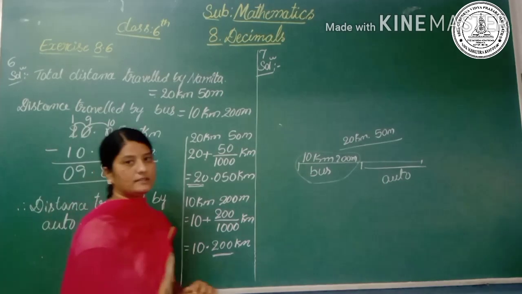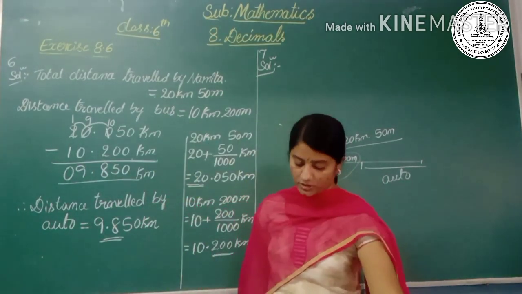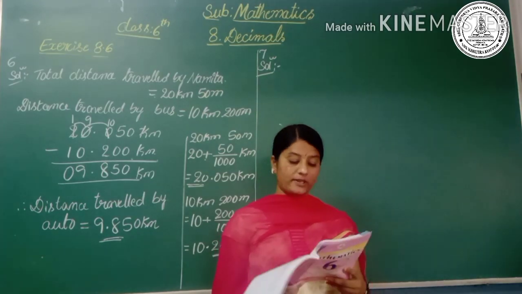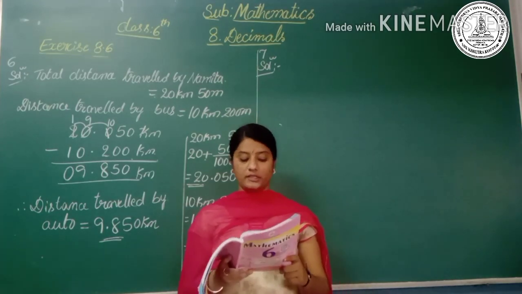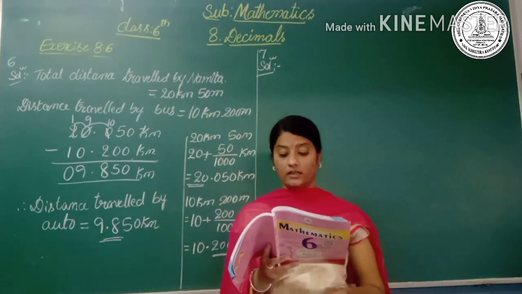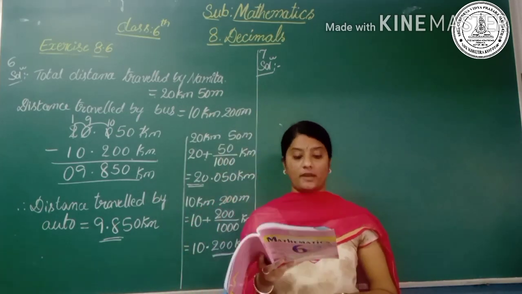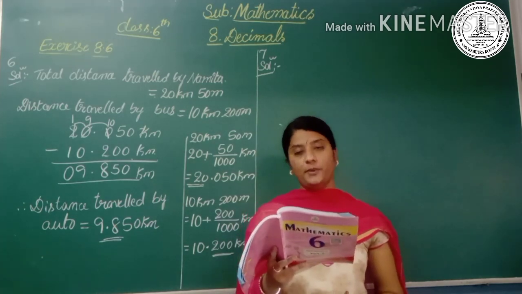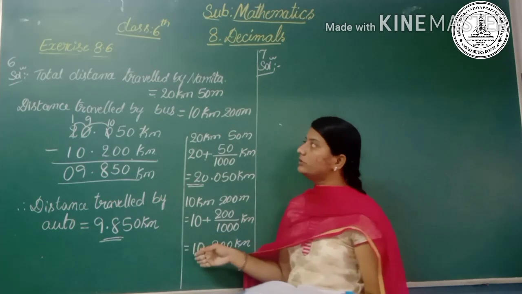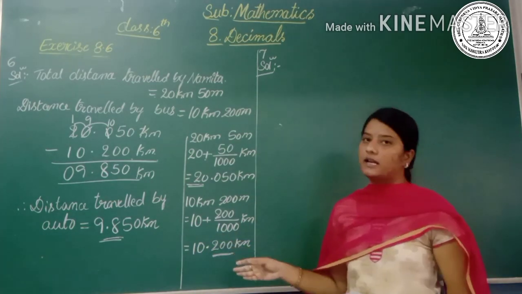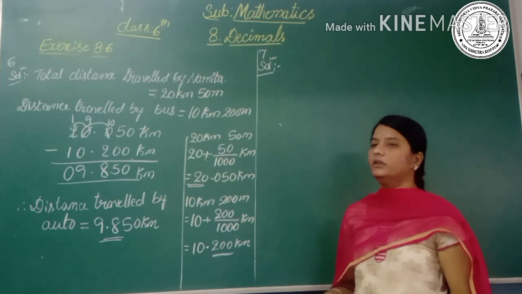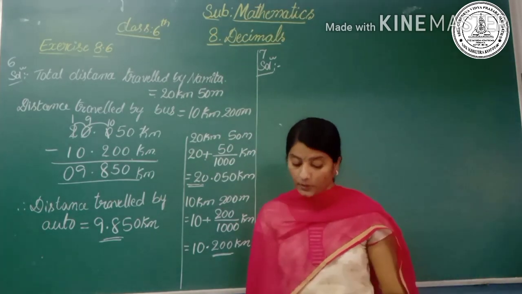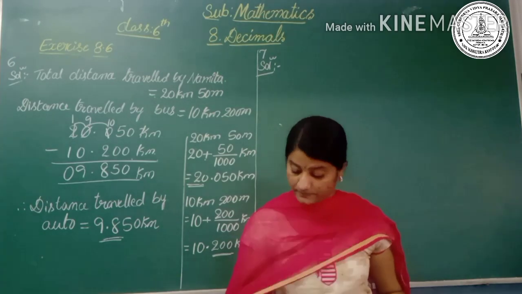Then let's go to the 7th question. What is the 7th question here? The 7th question is: Akash bought vegetables weighing 10 kg. Out of this, 3 kg 500 grams is onion, 2 kg 75 grams is tomato, and the rest is potatoes. What is the weight of the potatoes? Similarly, the same way as the distance traveled by the auto, we have to do the 7th problem.